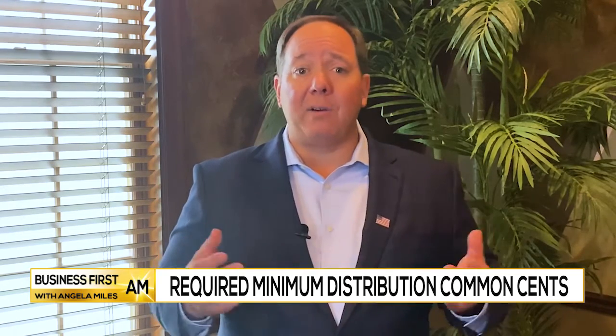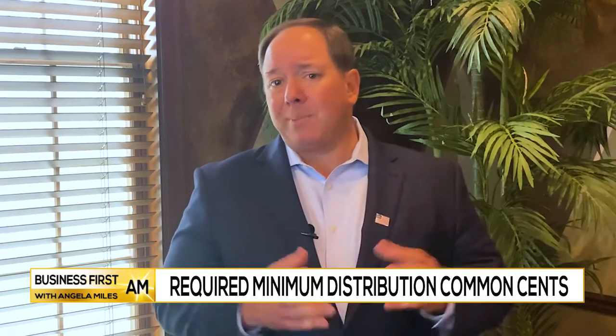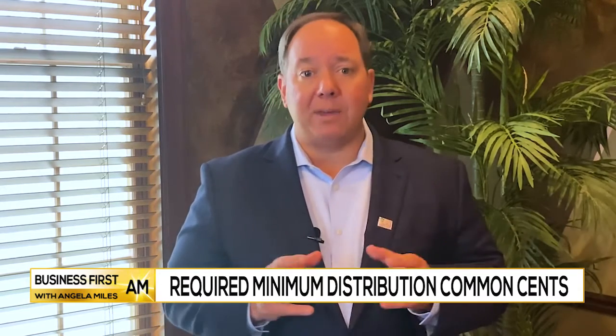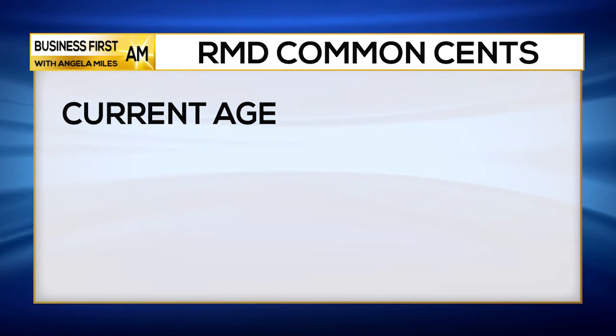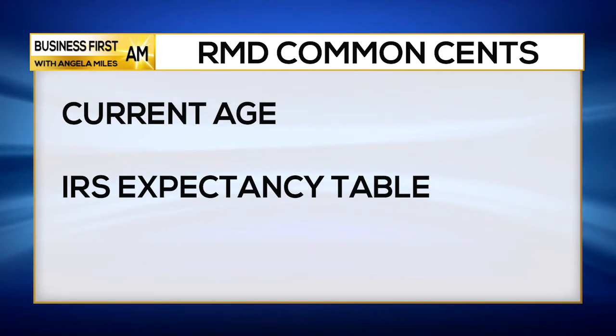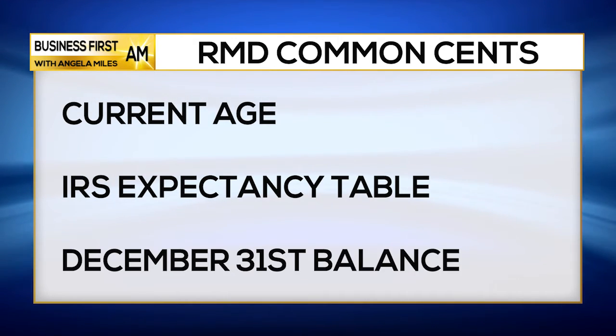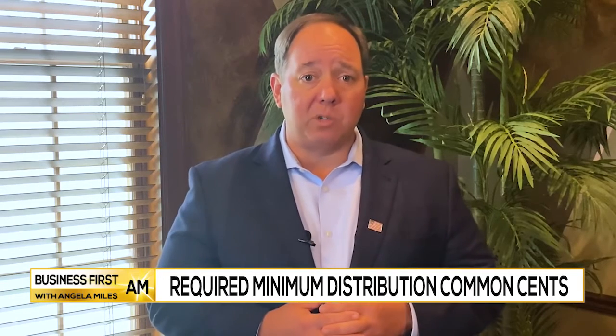So how do we do the calculation? How do we come up with this required minimum distribution? Well, it's a bit complicated, but at a level of 10,000 feet, we take your current age, we apply that age to something we call the IRS Uniform Life Expectancy Table, and we take that factor against your previous December 31st balance, and that's how we arrive at the amount that is your required minimum distribution.